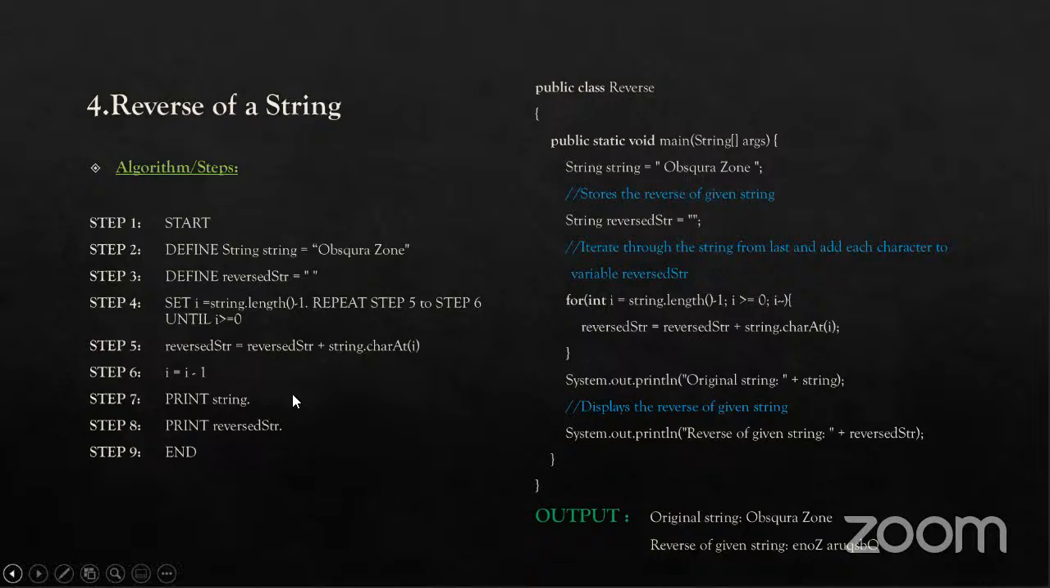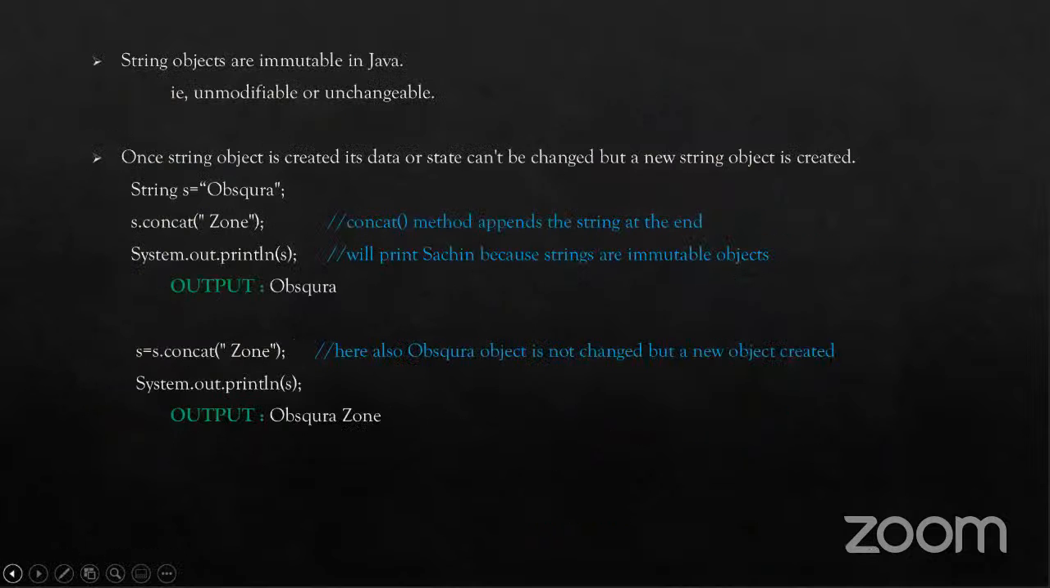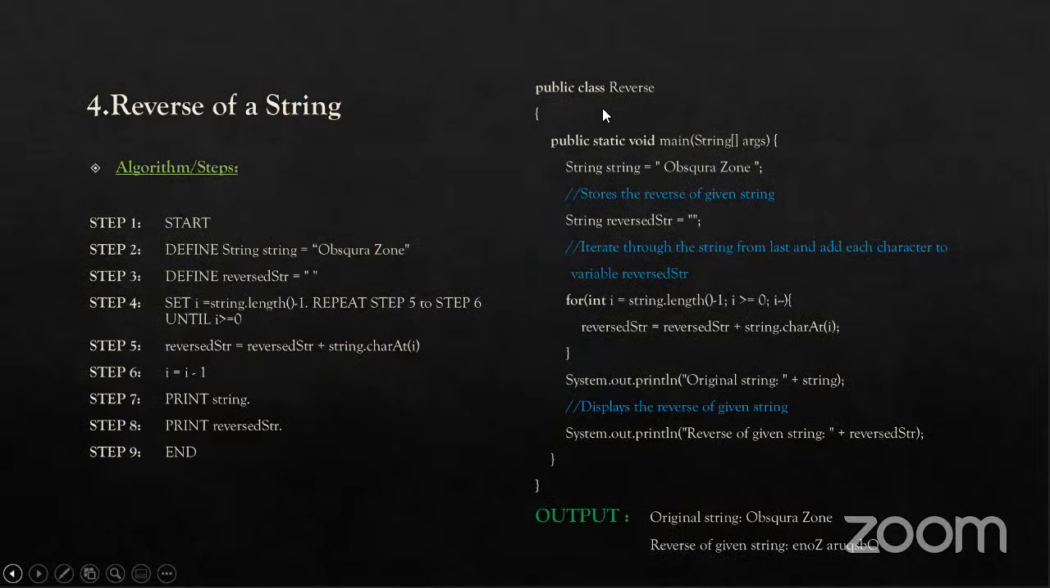And we need to print both strings, the original string and the reversed string. So here is our program to reverse a string. I am giving a Reverse class with a main method, and I am storing a string in this variable. And to store the reversed string, I am giving a variable reversedStr.